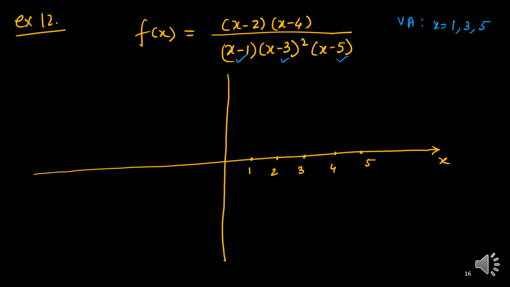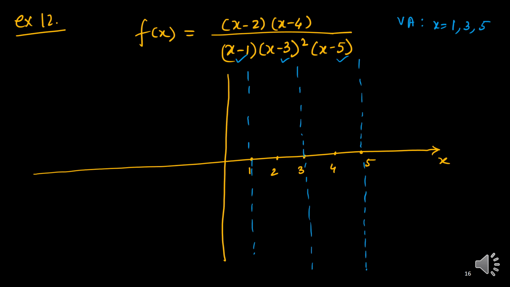So what I will do, I will draw those vertical lines, right? At x equal to 1, one vertical line, x equal to 3, another vertical line, x equal to 5, another vertical line. Okay. Now the sign convention is most important here.